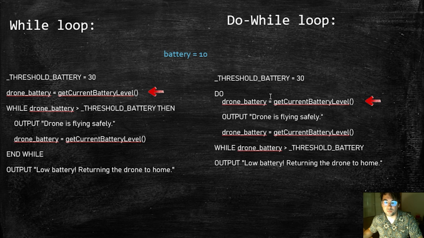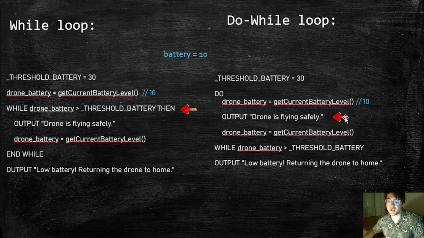So we jump into the loop body straight away. Going to the next statement. Okay, we got the battery level 10, and 10 is stored into drone battery on each one. For the while loop, we're now checking that condition. So is the drone battery greater than the threshold battery? That's going to evaluate to false. Whereas in the do while loop, we're about to output "drone is flying safely" already.